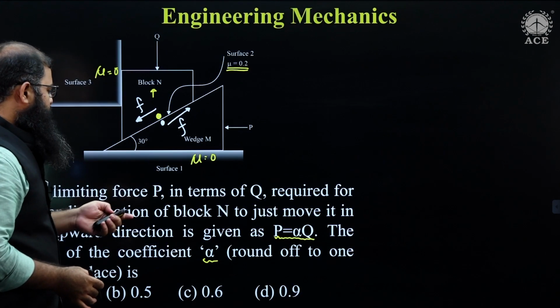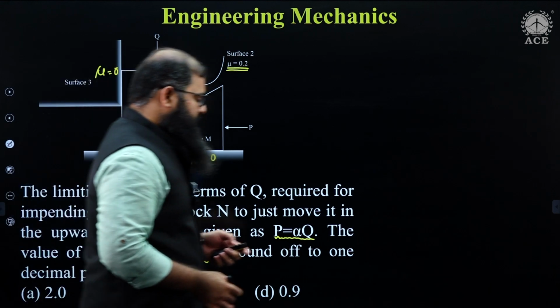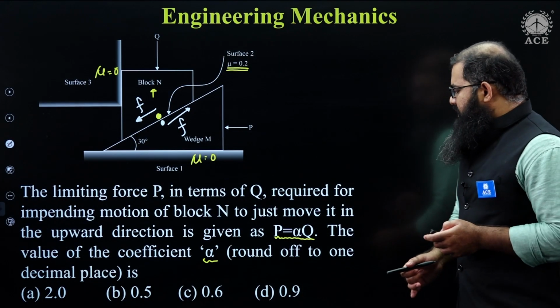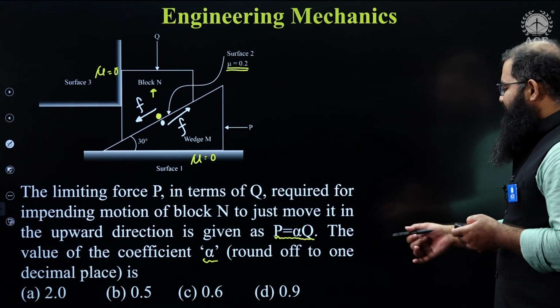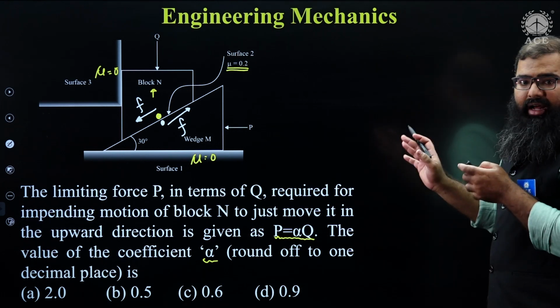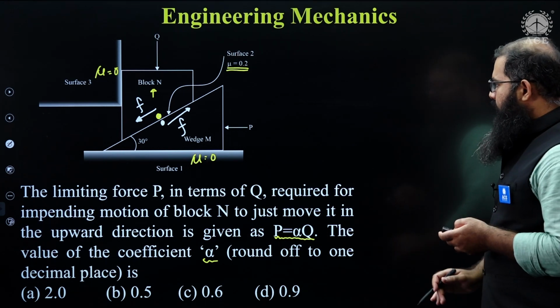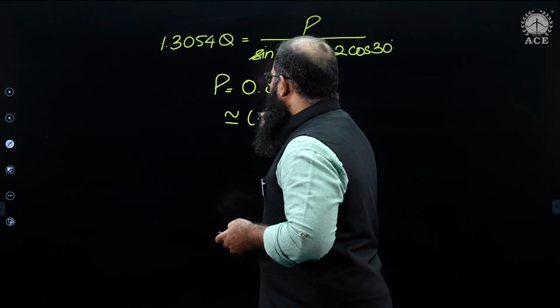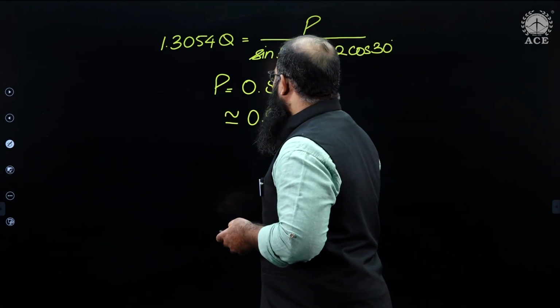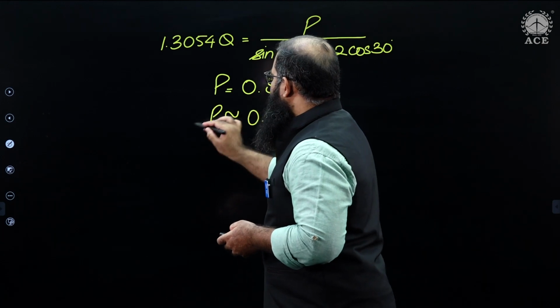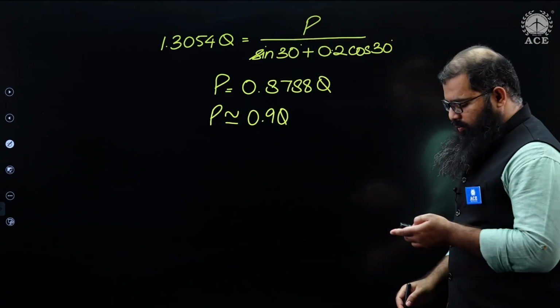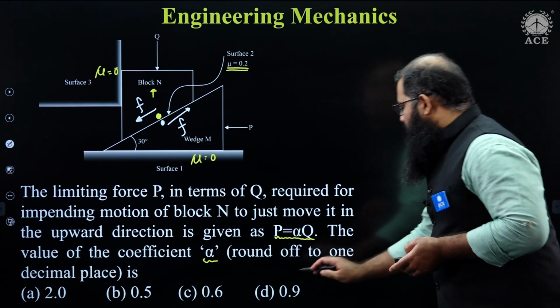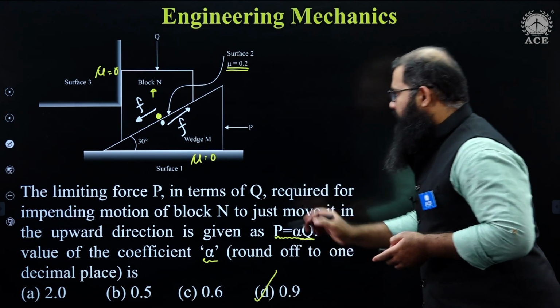Let us look at the options he has given. He has given me the options as 0.2, 0.5, 0.6 and 0.9. I see my answer is very close to 0.9. Therefore, P is approximately equal to 0.9 Q. So the answer for this question is option D.